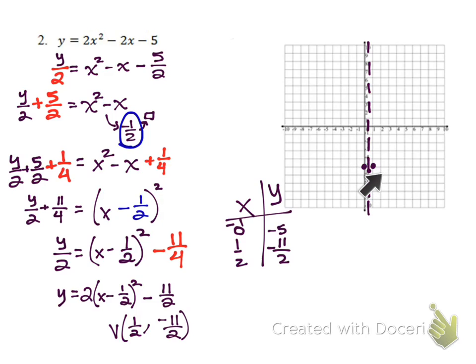So once I graph a point, I'm going to map it to the other side. I'm going to plug in -1. So we get this ending parabola.